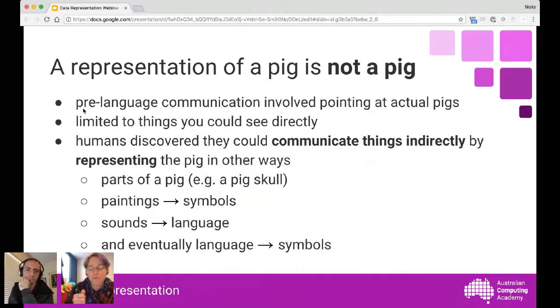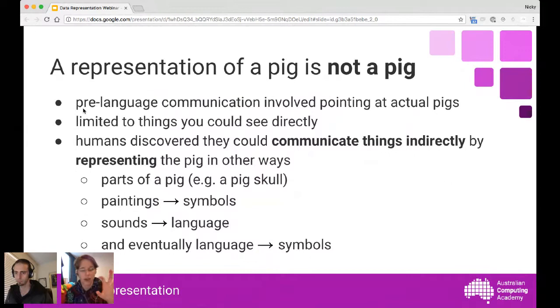And then the next step of communication up, this next step of representing that data, a little bit more complicated but still quite useful, would be to take a part of the pig that represents a whole. So this concept that this small part of something can represent something bigger is actually quite complex, but something that we're thankfully quite good at.